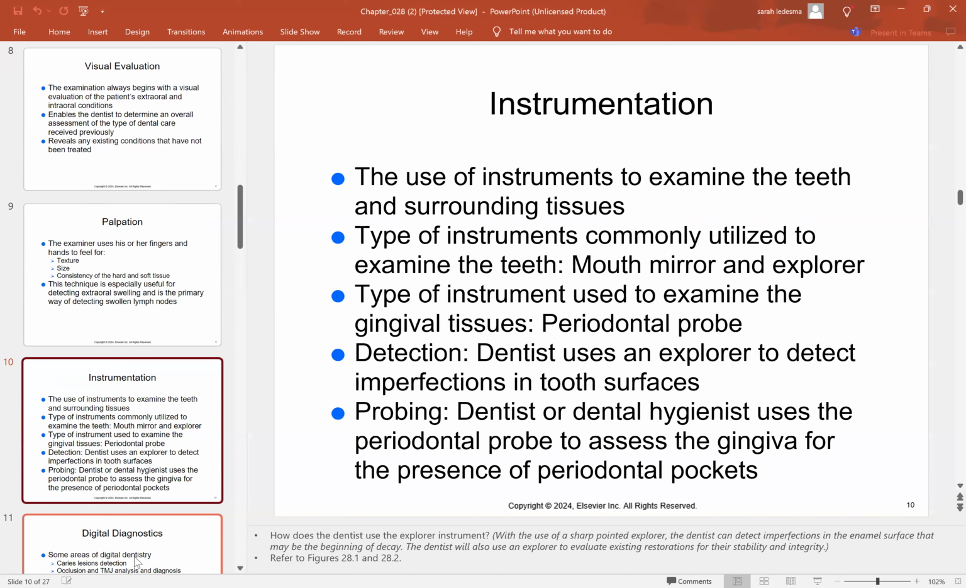Instrumentation is the use of instruments to examine the teeth and surrounding tissues. Types of instruments commonly used are the mouth mirror and explorer. And the type of instrument used to examine the gingival tissue is the periodontal probe.